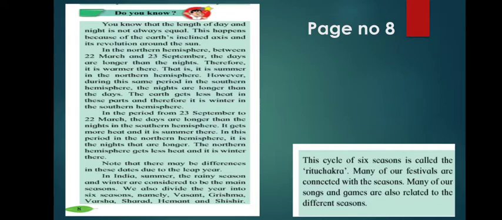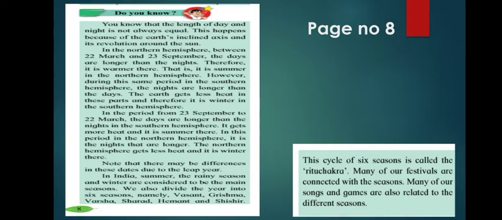Okay, in the period from 23rd September to 22nd March, the days are longer than nights in the southern hemisphere. It gets more heat and it is summer there. In this period in the northern hemisphere, the nights are longer. The northern hemisphere gets less heat and it is winter there.